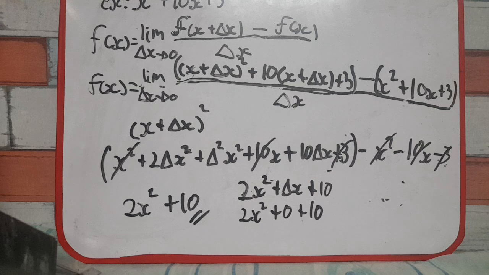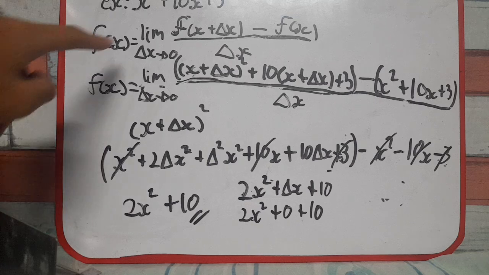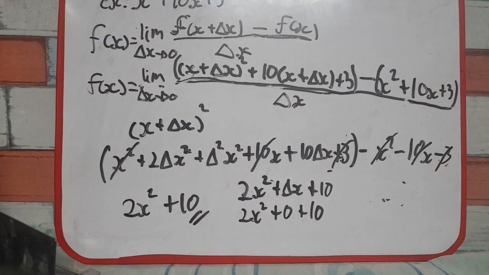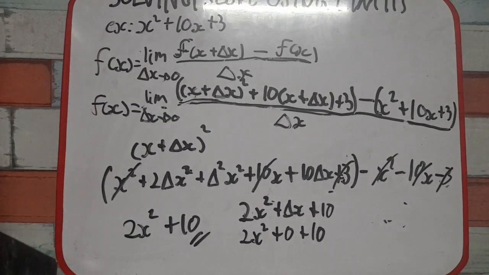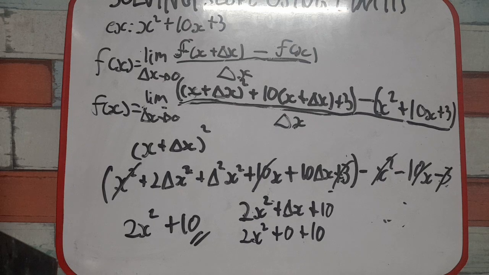Thank you for watching. So this is solving slope using limits, and the example here is x squared plus 10x plus 3, and our final answer using limits is 2x plus 10.